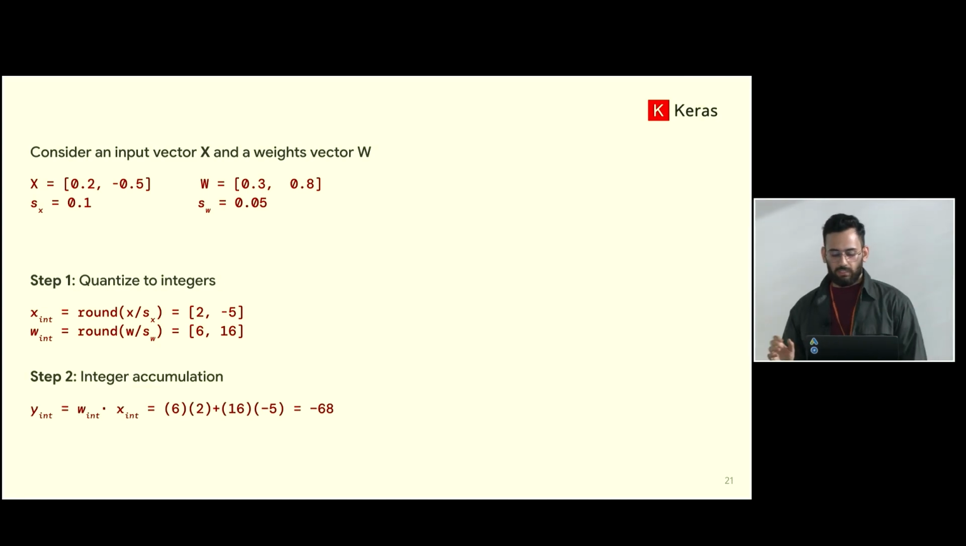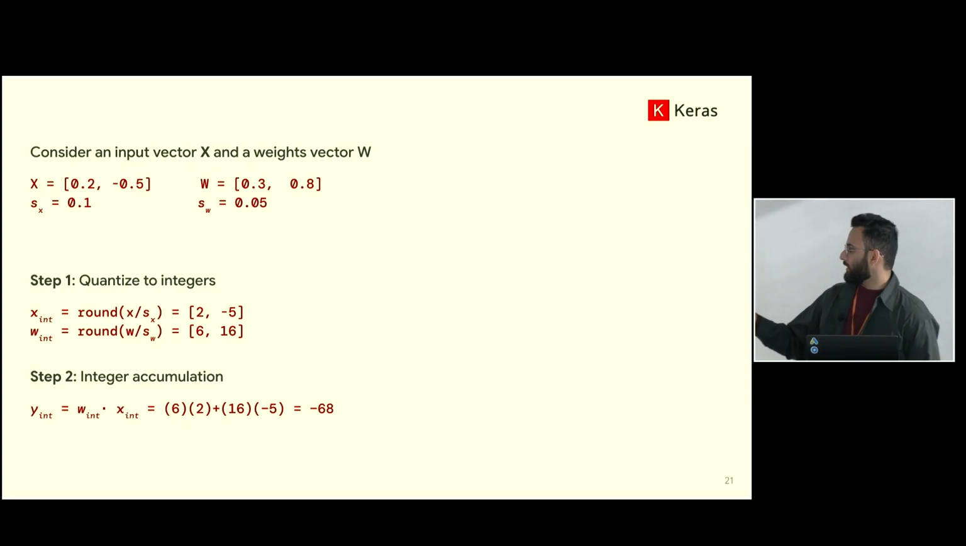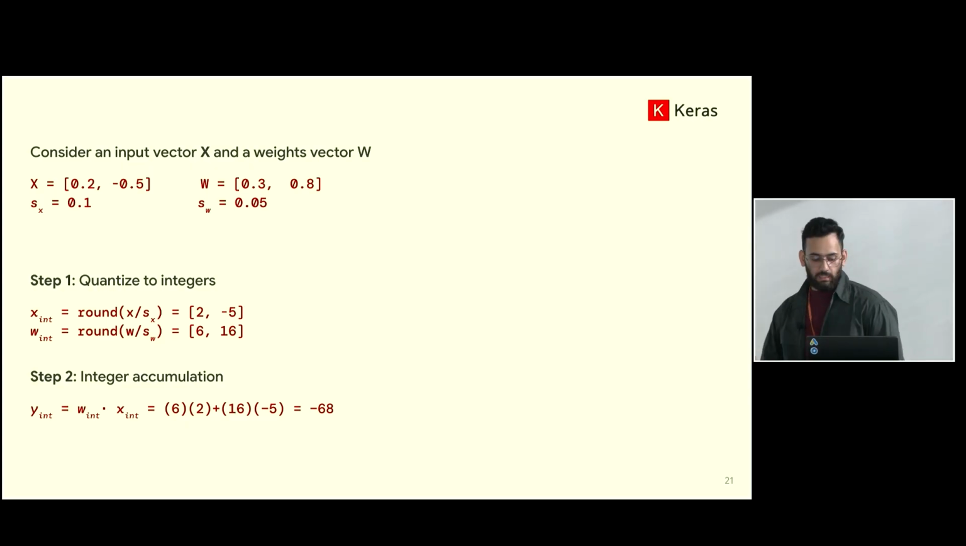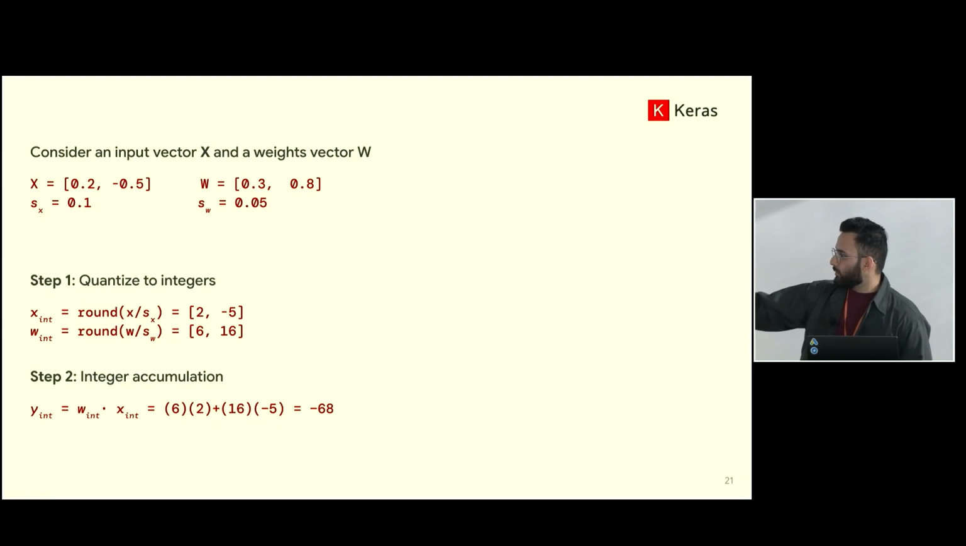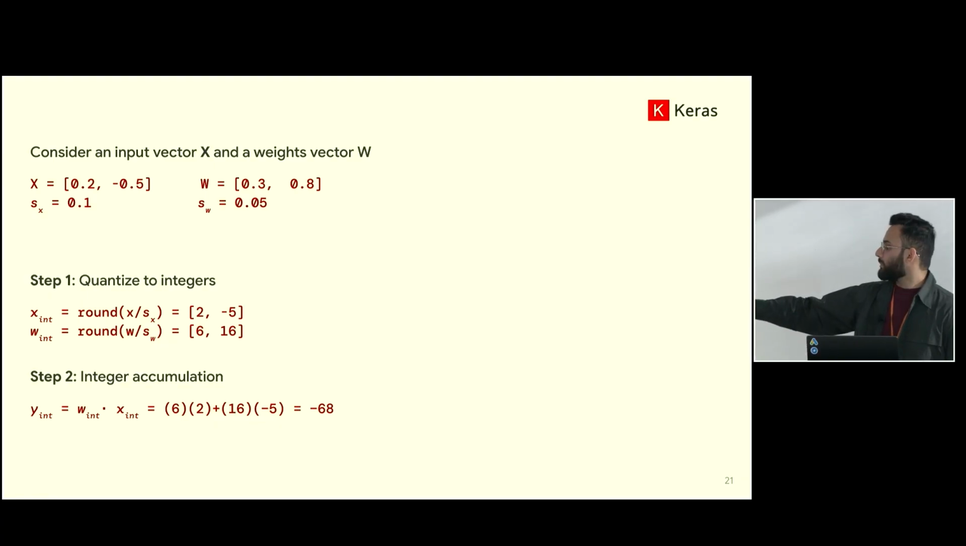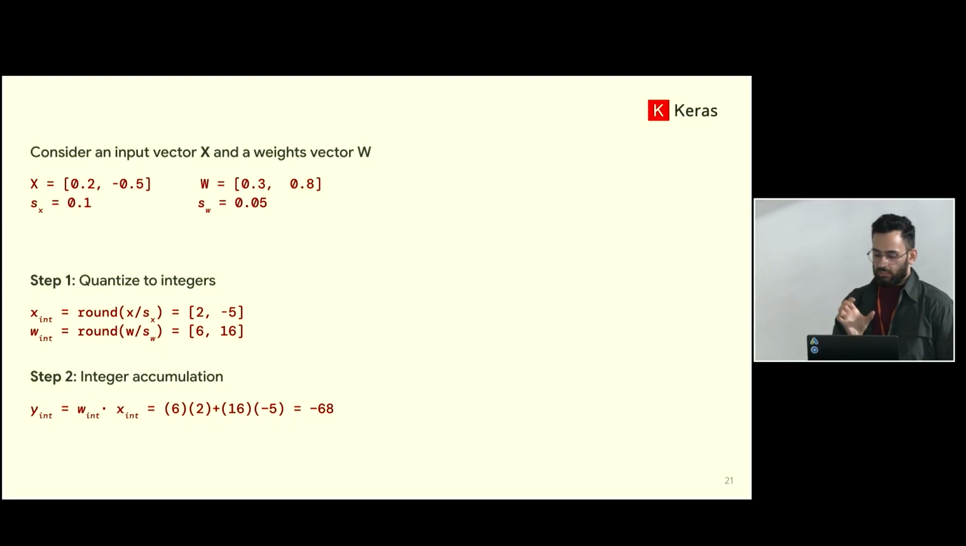Second, we perform the integer accumulation, which in simple terms is just the multiplication between these two vectors. If you multiply them, the result you get is minus 68. One cool thing you'll notice here is that we are only performing integer multiplication and there are no floating point operations happening. We are multiplying 6 with 2, multiplying 16 with minus 5, and then adding the integer results of both multiplications into another integer result.